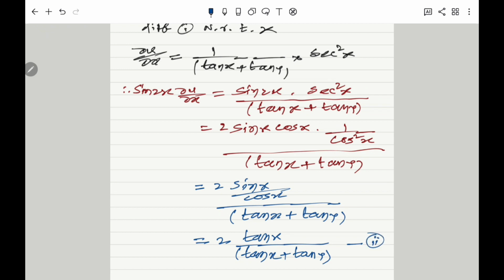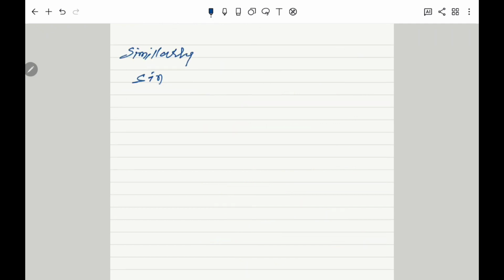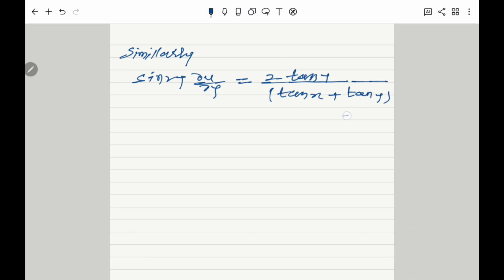This is the first term, sin 2x into dou u by dou x, as 2 tan x divided by tan x plus tan y. Similarly, we get the second result. Sin 2y into dou u by dou y is equal to 2 tan y, replacing x by y, we get 2 tan y divided by tan x plus tan y. Equation number 3.